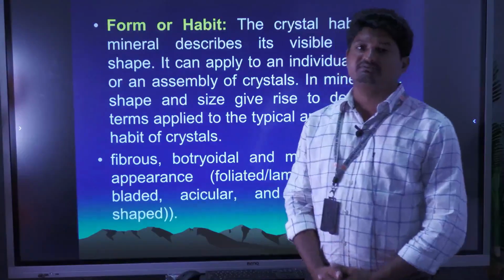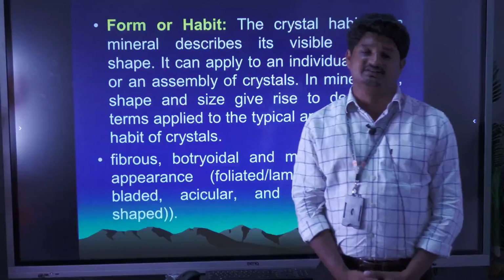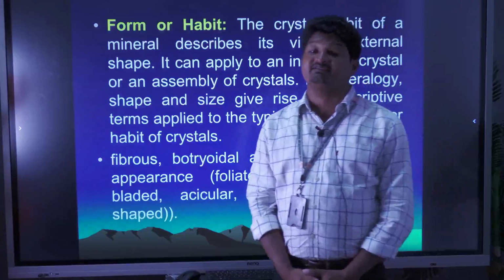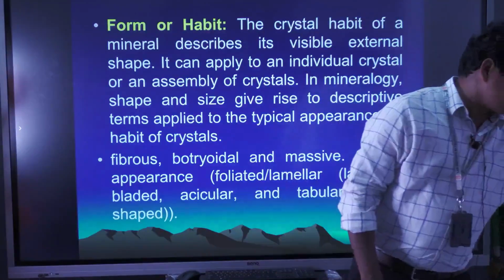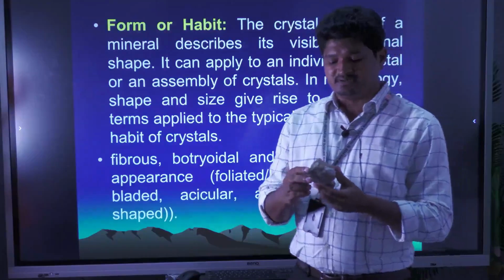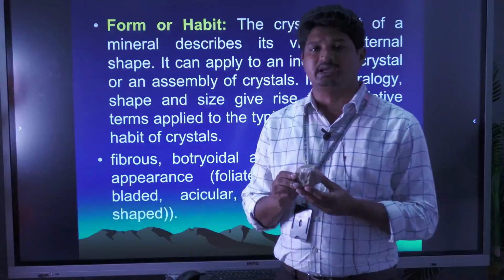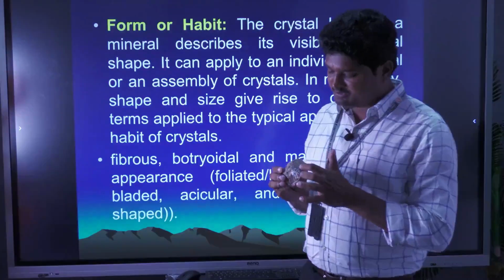And now coming to form. Form or habit is the appearance of minerals. Different minerals have different types of appearance. For example, bauxite has a pisolitic appearance. It means a dotted, rounded, pebbly nature can be identified.